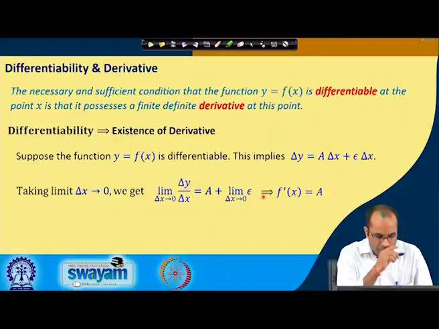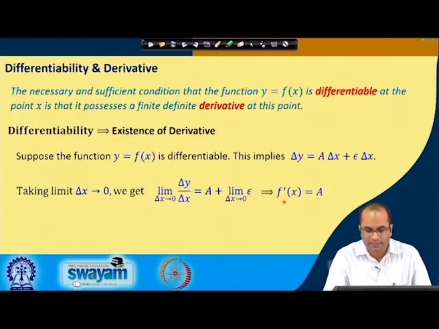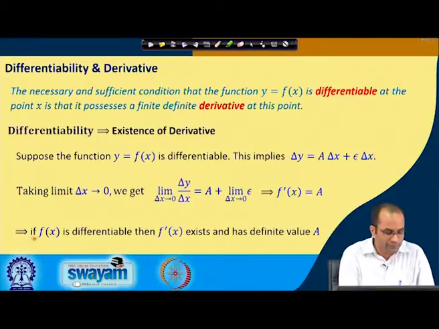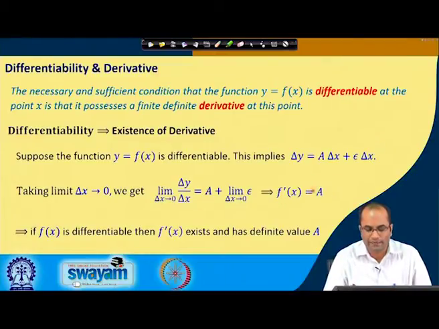So, what we have observed is that if the function is differentiable, then the derivative f prime of x, this is the derivative when we take the limit, is nothing but this A, which is the linear term free from delta x. So, this A is nothing but f prime of x, the derivative. What we have seen is that if the function is differentiable, then the derivative exists and the derivative is equal to A, as given in this expression of delta y. So, if f of x is differentiable, then f prime exists and has definite value A.